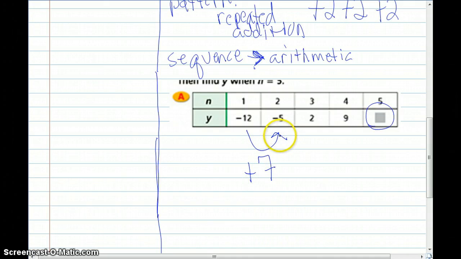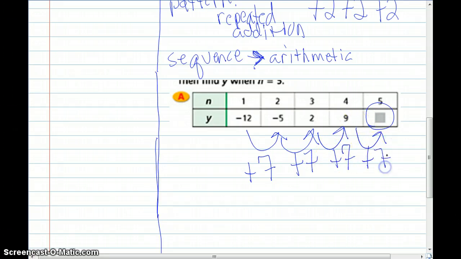And to go from negative 5 to 2, well, to go from negative 5 to 0 would be 5, plus 2 more to get 2 above 0, so that's also plus 7. To go from 2 to 9, again, plus 7. So to get my last term, it's also got to be plus 7. 9 plus 7 is 16, so my last term must be 16.